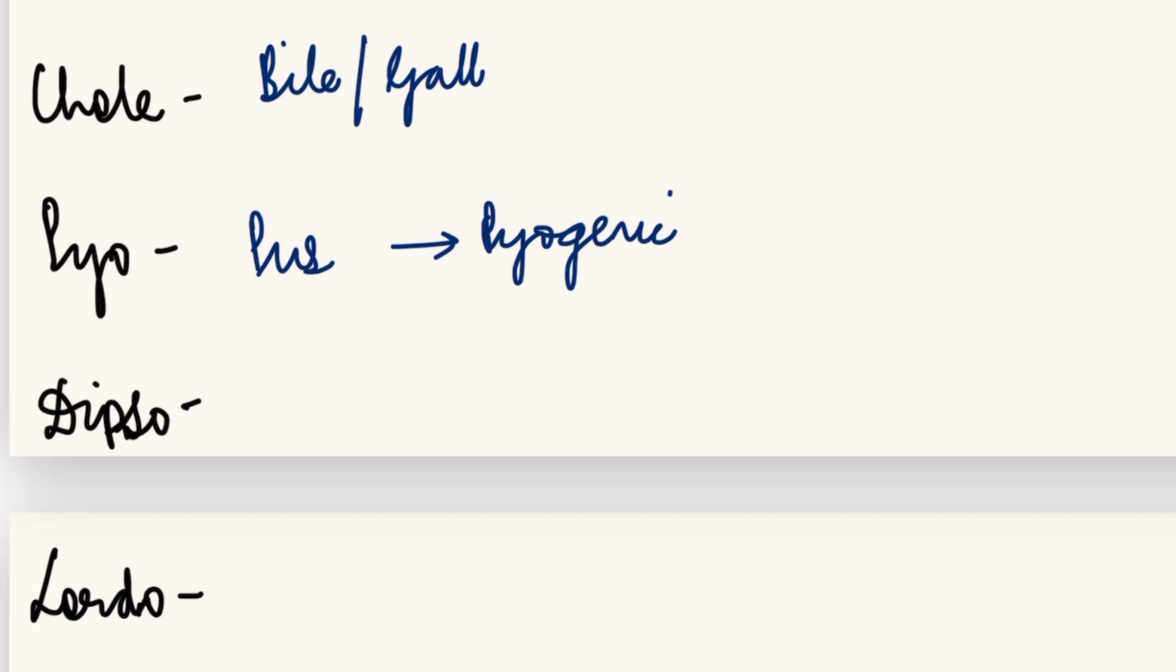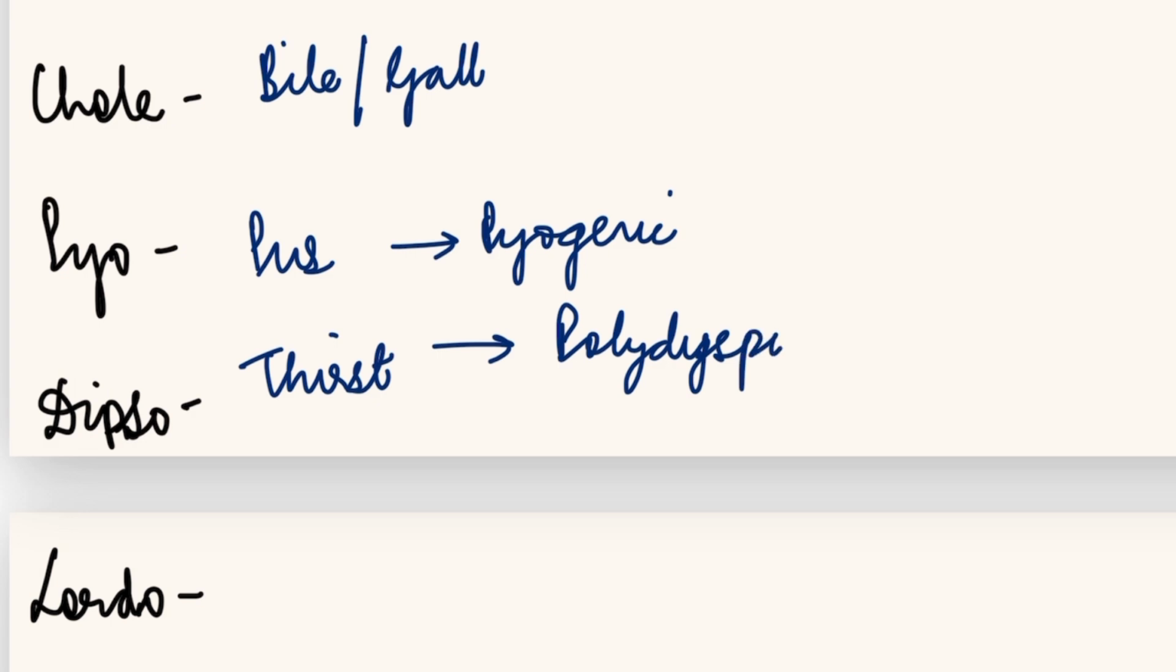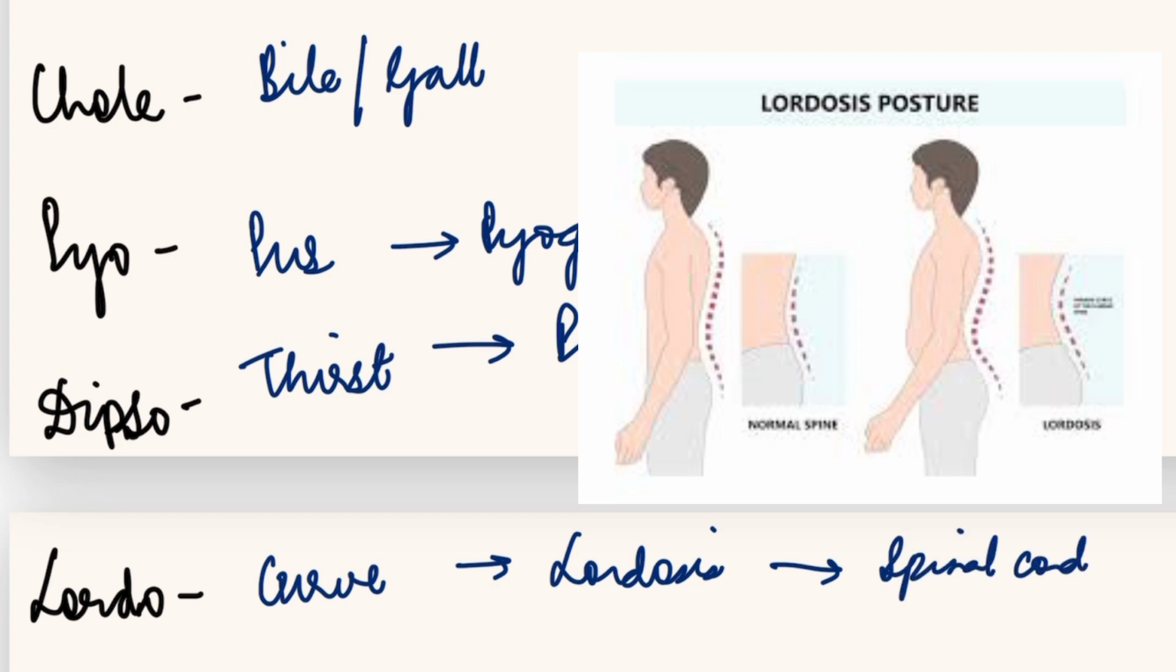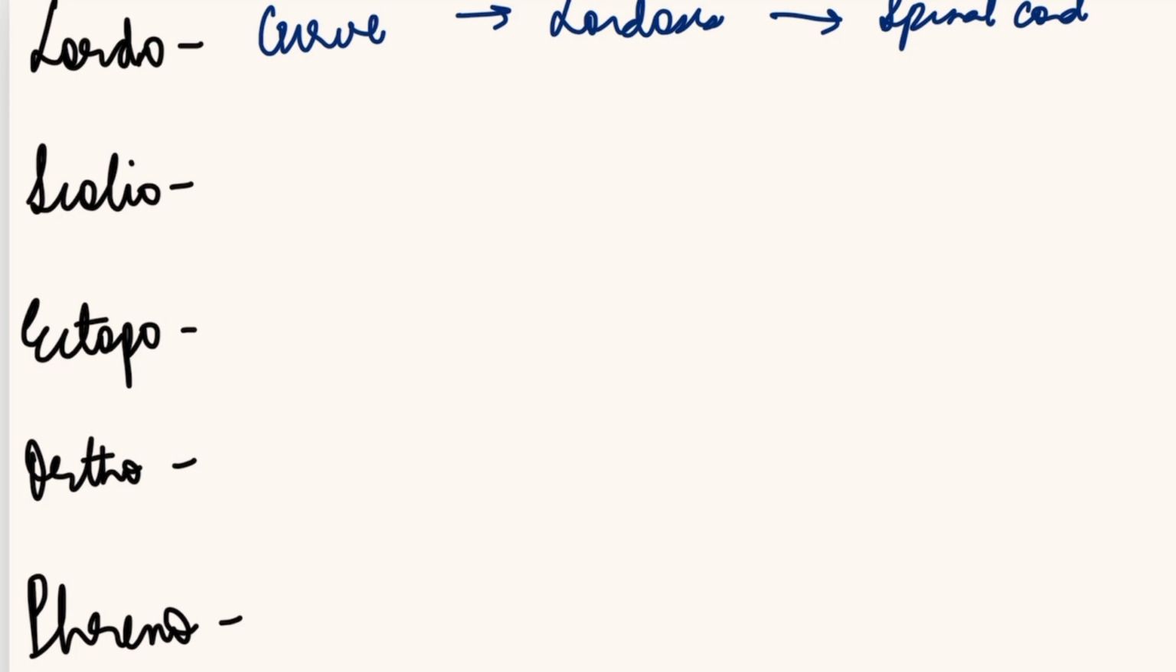And dipso is thirst. So we say polydipsia. Polydipsia, it means excessive thirst. You know, poly we discussed in the last video. Dipsia is thirst. Now coming to lordo. So lordo means a curve or a sway back. So lordosis. What does lordosis mean? Lordosis is an abnormal inward curve. We use it with reference to your spinal cord. It is an important clinical condition and quite a common one also.